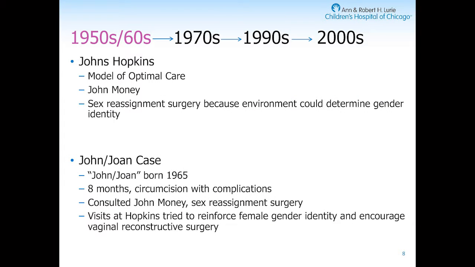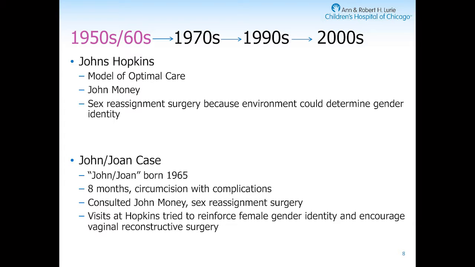So the hallmark case was what's called the John and Joan case. There was a set of twin boys born in 1965, and at 8 months old, one of the little boys had a circumcision done with significant complications, such that there was really no penile tissue left. And so they weren't really sure what to do, and the family was referred to see John Money.